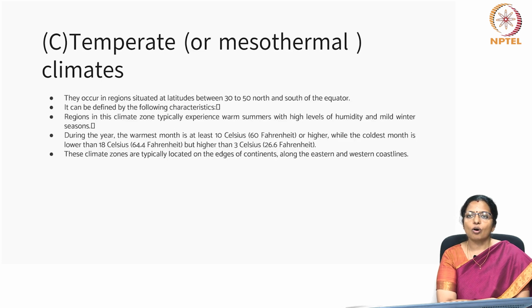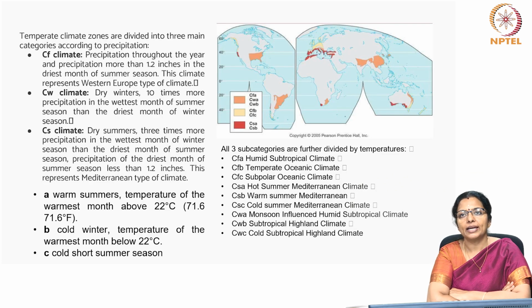These climate zones are often situated along the edges of continents, particularly along eastern and western coastlines. Understanding these climates helps us recognize the enjoyable variations in weather patterns experienced in such regions. The temperate climates occupying latitudes between 30 to 50 degrees north and south of the equator exhibit 3 primary precipitation-based classifications. In the CF climate, rainfall persists throughout the year, with the driest summer month receiving over 12 inches of precipitation, akin to Western Europe.